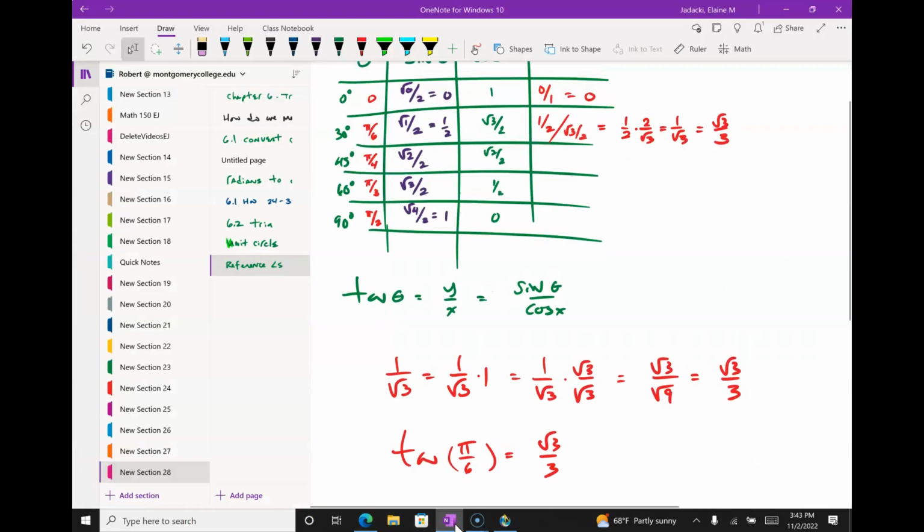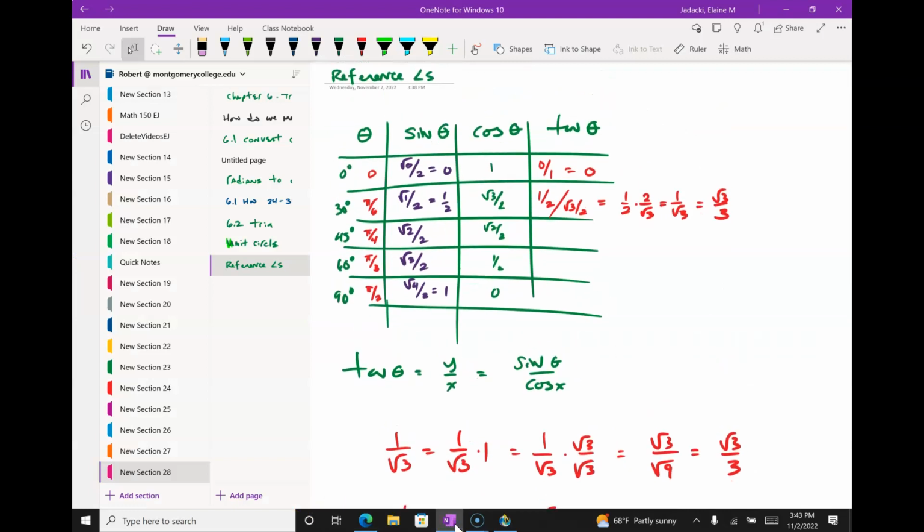I want to finish my table here. This is my reference angle table. I have to do a sine divided by cosine to get tangent. What's square root of 2 over 2 divided by itself? 1. What's rad 3 over 2 divided by 1/2? The denominators cancel. It's just rad 3. And 1 divided by 0 is trouble. We call it undefined for now. When you take calculus, you'll learn what it really is.